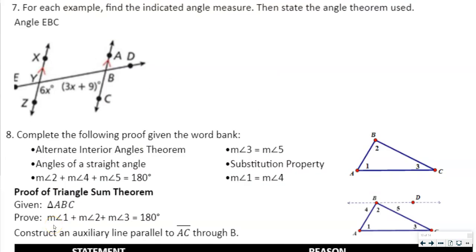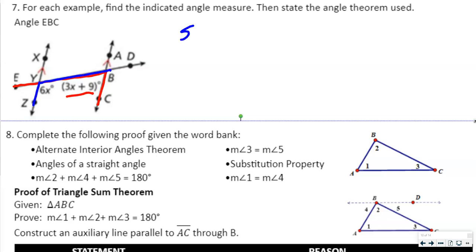So the next one says, for each example, find the indicated angle measure, then state the angle theorem used. Okay, so it's asking us for the angle EBC, which is this angle right here, right? Okay, so we have angle ZYB. And what is the relationship between those two angles? They are same side interior angles, right? They're on the same side of the transversal and they're inside the parallel lines, okay? Same side interior angles, okay? So what do we do with those? They're not the same shape, right?